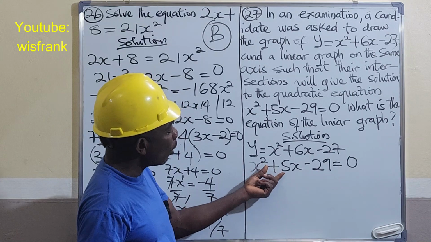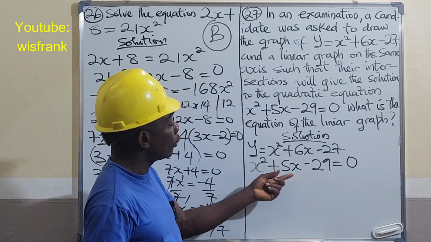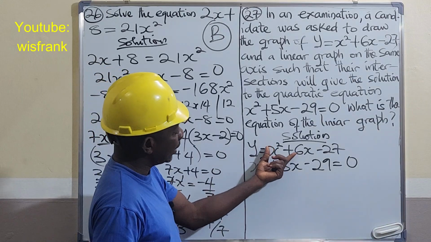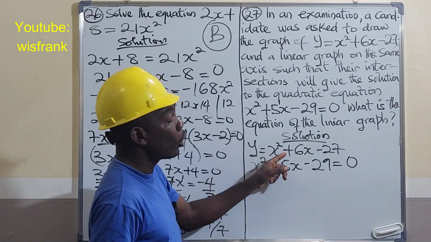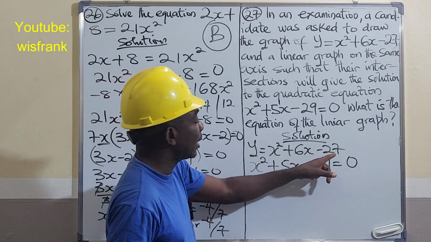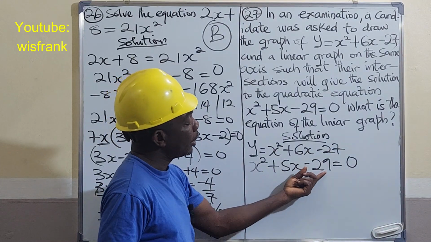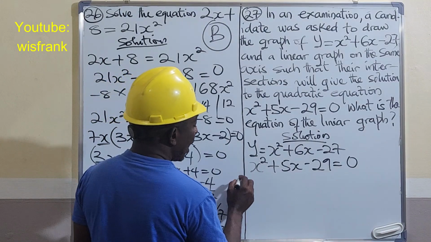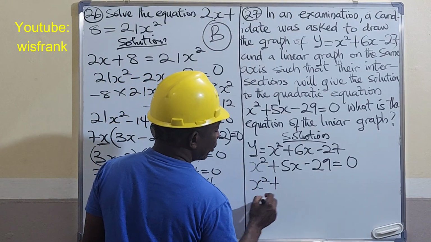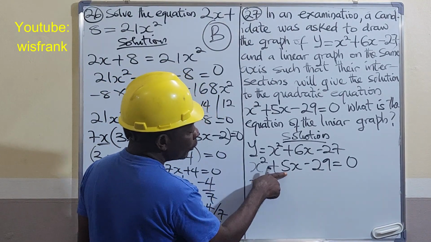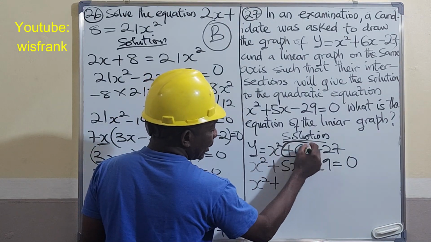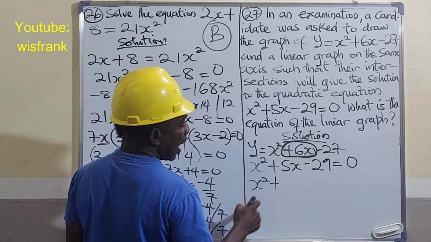In this case, how do we evaluate this? Y equals x squared plus 6x minus 27 for us to have the solution of this quadratic equation. So here we will have x squared plus, for us to have 5x, we need to evaluate this. How do we do that?